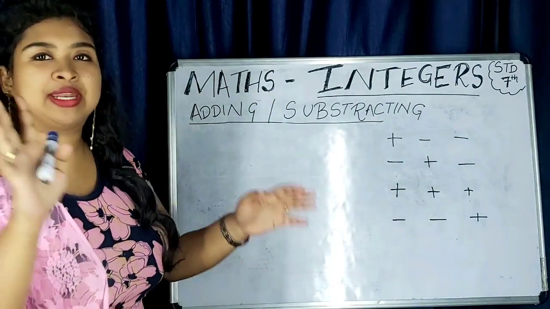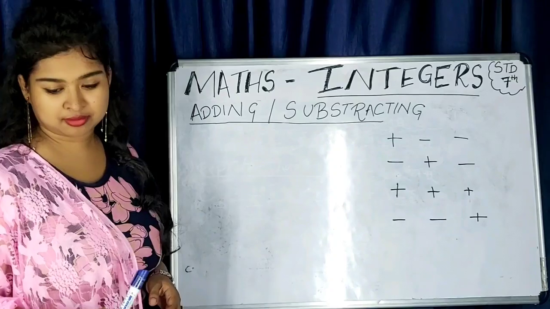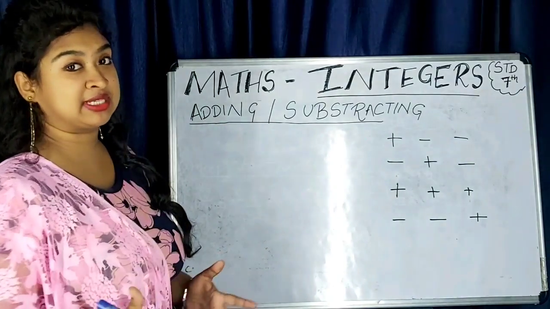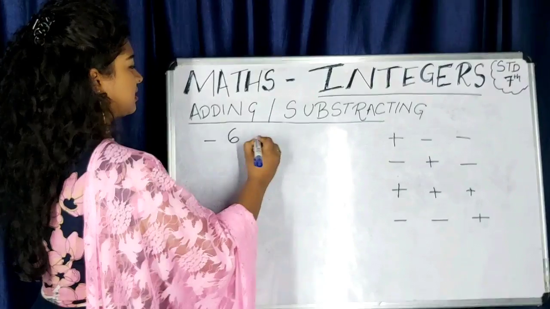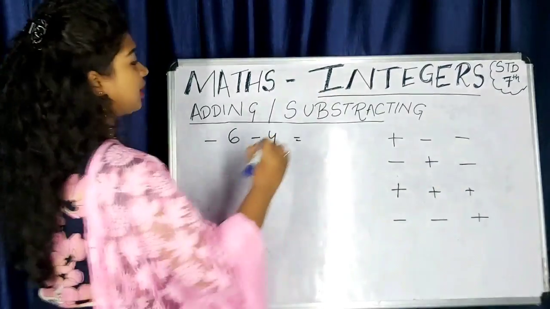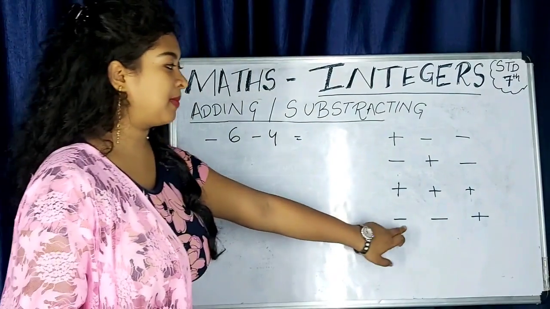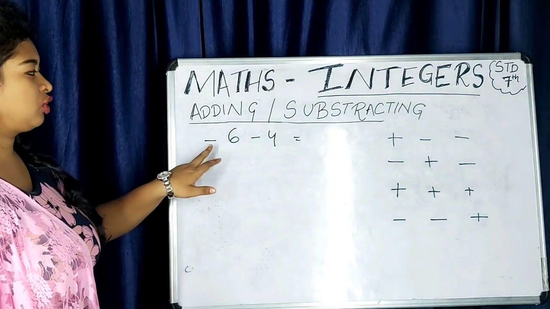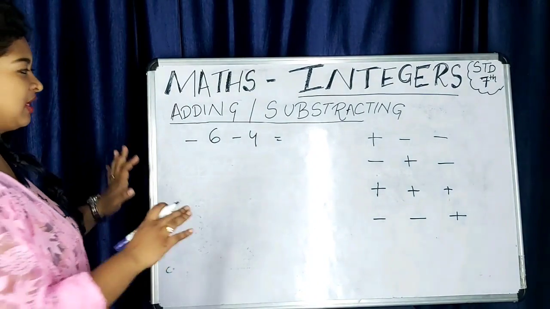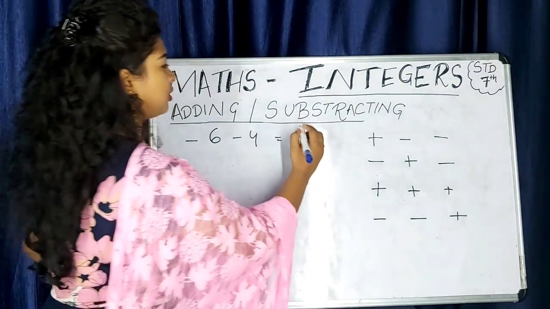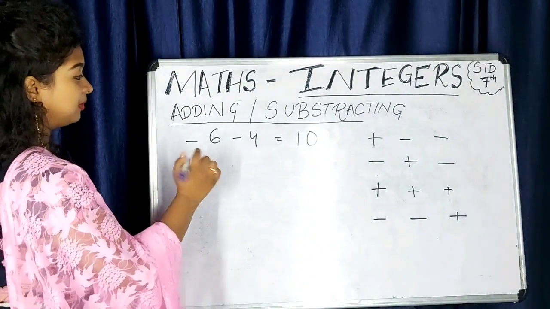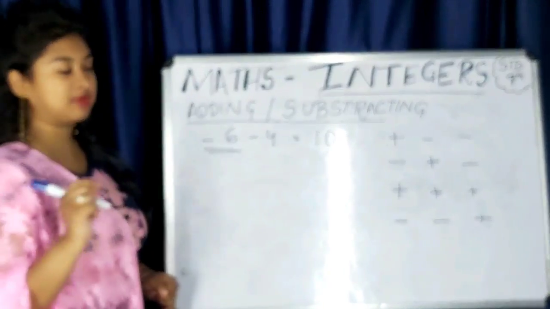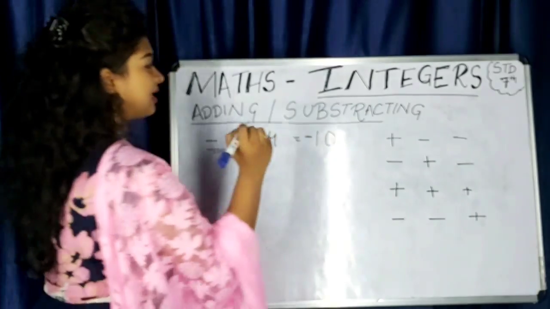Now I will show you an example. Okay, so let me give you an example. For example, -6 minus 4 equals what? See, here minus minus is plus, right? So minus minus will be plus. So 6 plus 4 is 10. Okay, this is 10. But the greater number has the minus symbol, so it will be a negative integer.